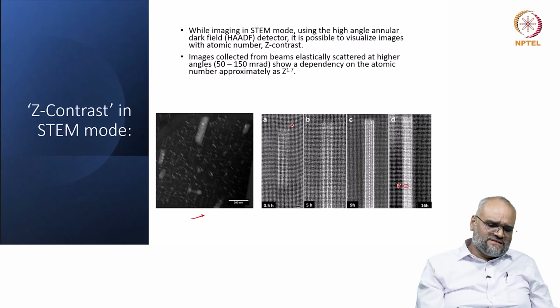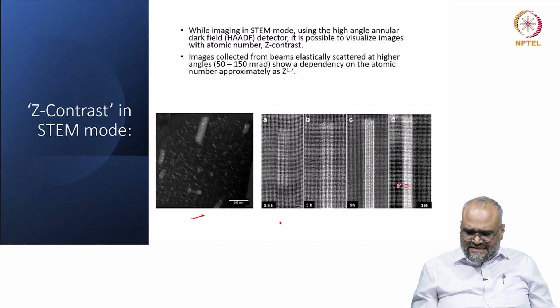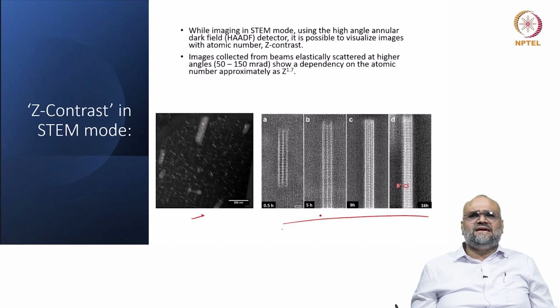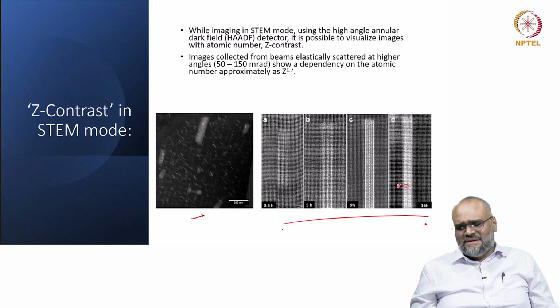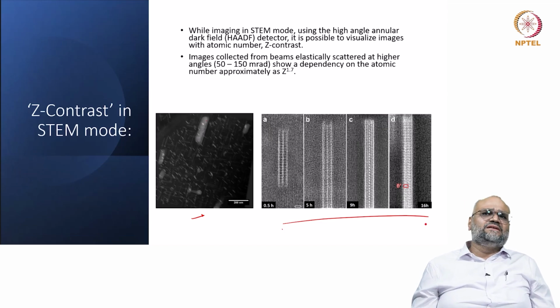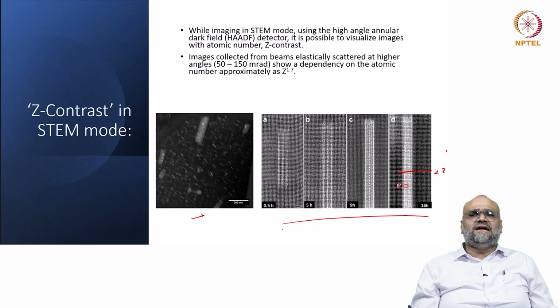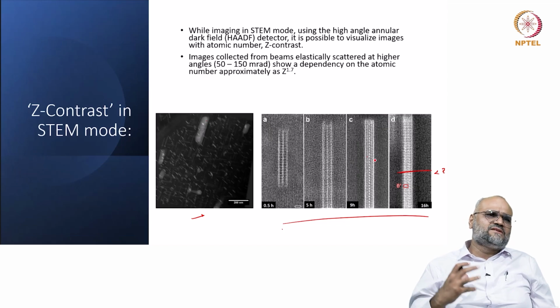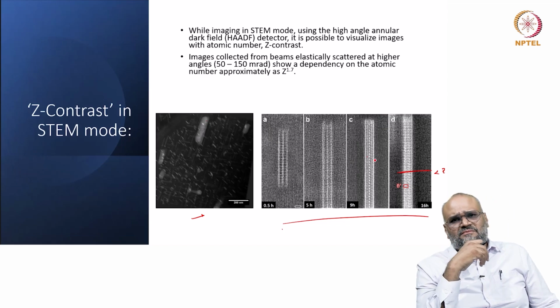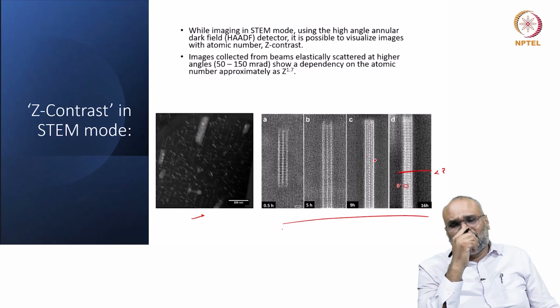as a consequence of a change in the atomic number, whereas here this is an HAADF high resolution STEM image that is recorded, and you can see that when I take the intensities across these planes, the intensity of the image is proportional to the atomic number of the atoms that are positioned here. So this is what you get in a STEM imaging mode.